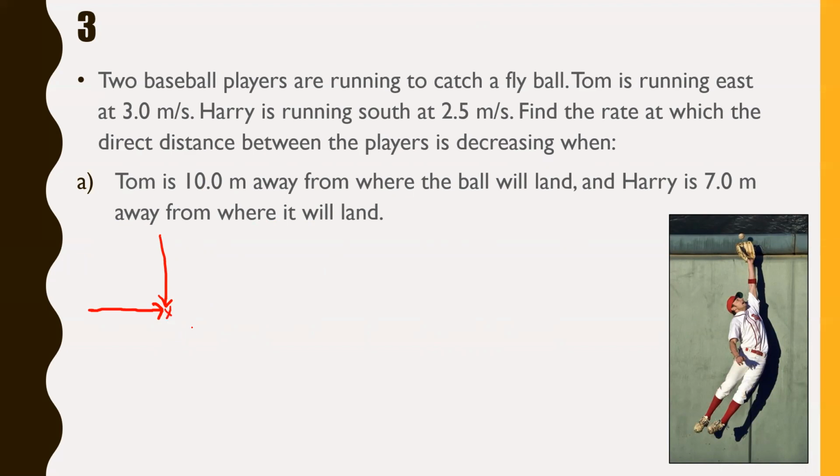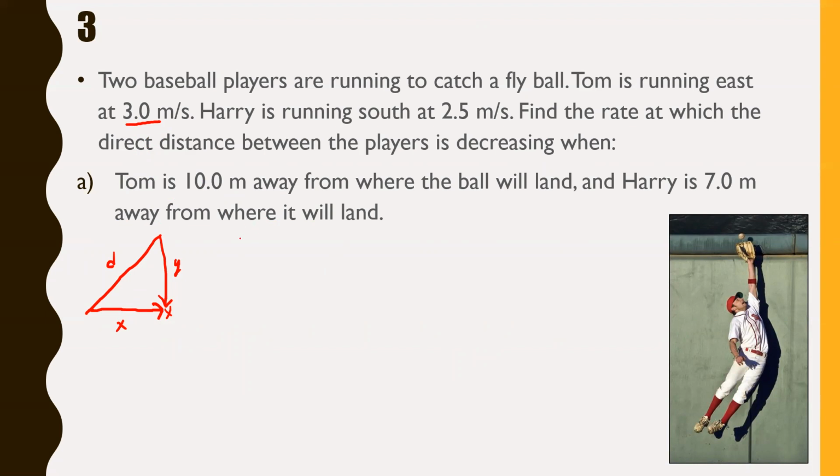What we're looking for is the rate at which the direct distance between the players is decreasing. So the direct distance would be this hypotenuse piece right here. We'll call that D, distance. Now be careful on this question because it does say Tom is running east at 3 meters per second. That's not the X value here. That's your change in your X value. So in other words, that's how much your X value is changing per second. If X is the distance between like this way here and Y is the distance this way, then the change in your X would be the derivative of your X.